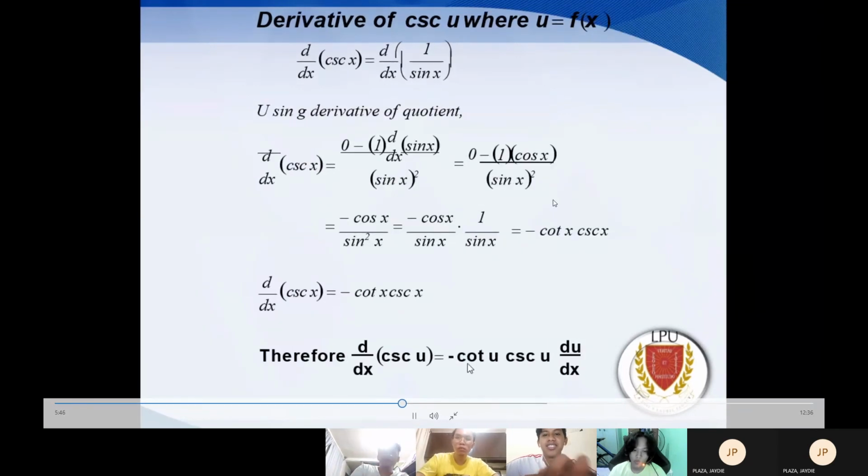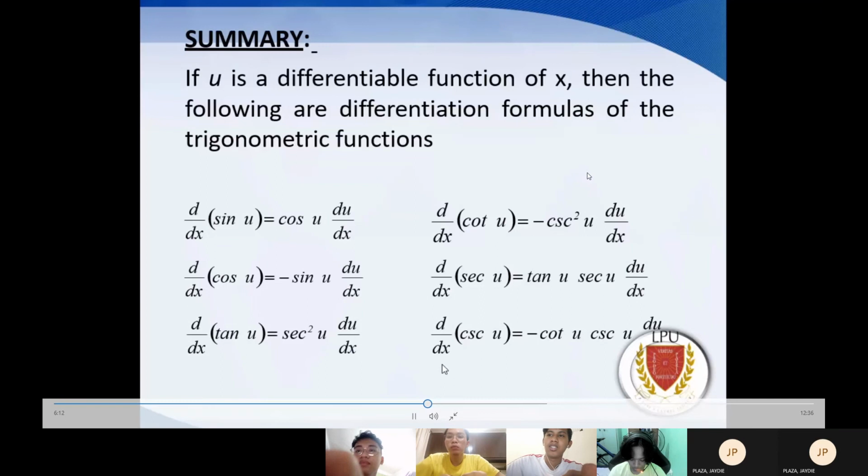For the derivative of cosecant u, we apply the reciprocal, which is 1 over sine, and use the derivative of a quotient again. Applying the formula of the derivative of a quotient, you will arrive at negative cotangent x cosecant x, and that will give us the derivative of cosecant u over dx is equal to negative cotangent u cosecant u du over dx. So this is the summary. If u is a differentiable function of x, then the following are the differentiation formulas of the trigonometric functions.